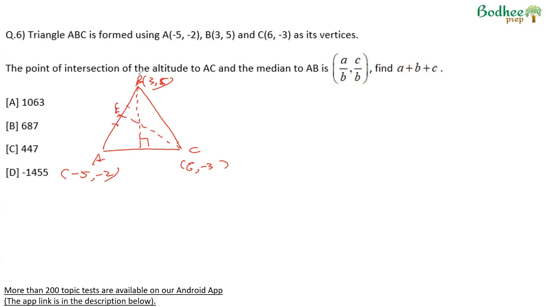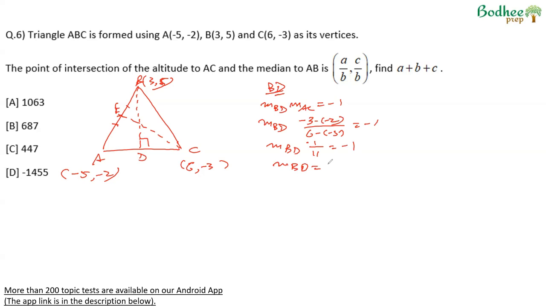This is equal to this. The median bisects the other side into two equal parts. Altitude BD is perpendicular, so we find the equation of BD first. For BD, slope of BD times slope of AC should be minus 1, since they are perpendicular lines. The slope of AC is (-3 - (-2)) / (6 - (-5)), which came out to minus 1 by 11, and therefore the slope of BD was 11.